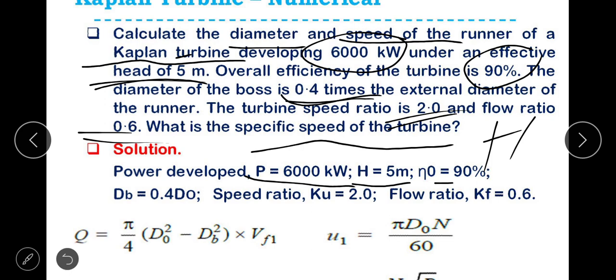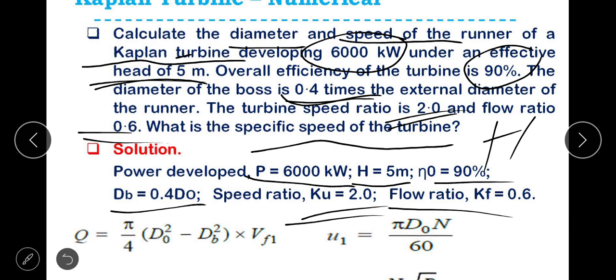Overall efficiency is given as 90%. dB is 0.4 times d naught. Speed ratio Ku is equal to 2 and flow ratio Kf is equal to 0.6. These suffixes are well understandable: U is the symbol used for velocity of blade, so speed ratio means K suffix U. Flow ratio means flow is F. Therefore, Kf is equal to 0.6.